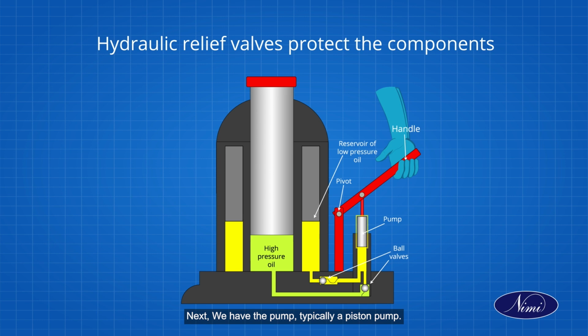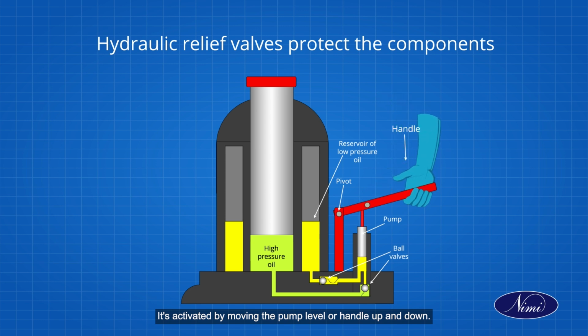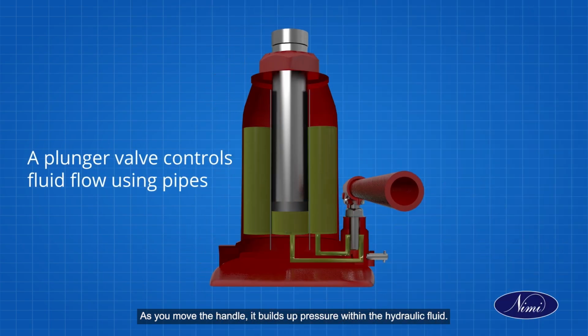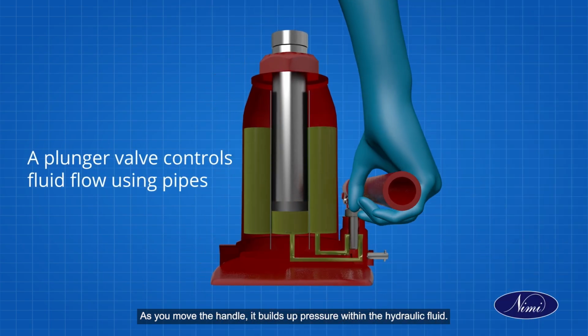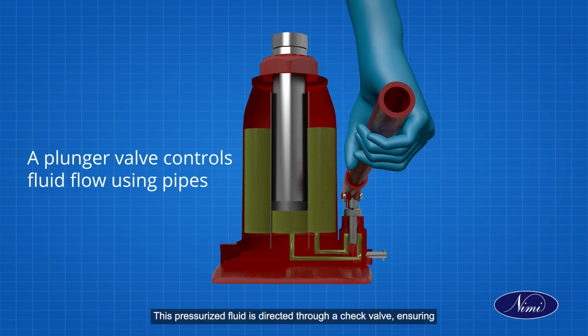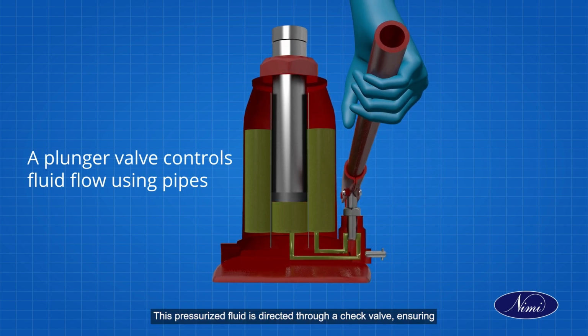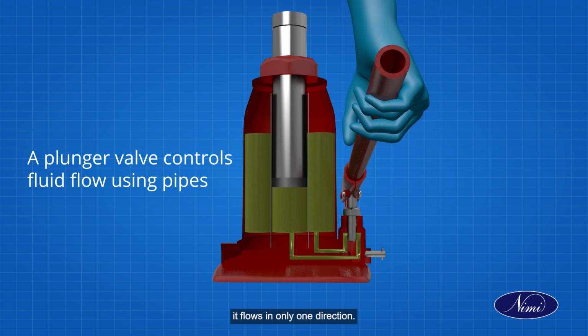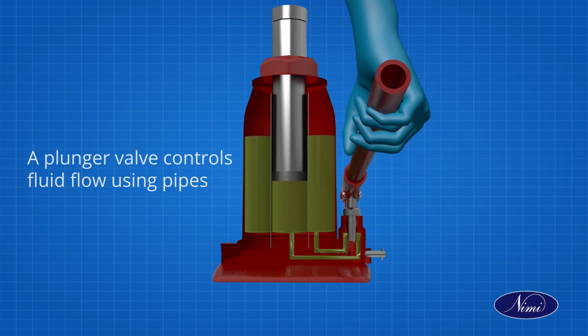Next, we have the pump, typically a piston pump. It's activated by moving the pump lever or handle up and down. As you move the handle, it builds up pressure within the hydraulic fluid. This pressurized fluid is directed through a check valve, ensuring it flows in only one direction.